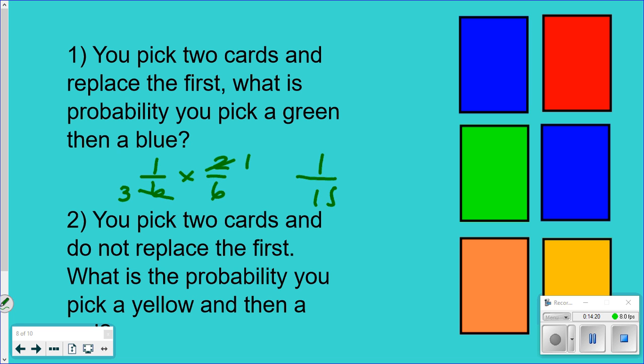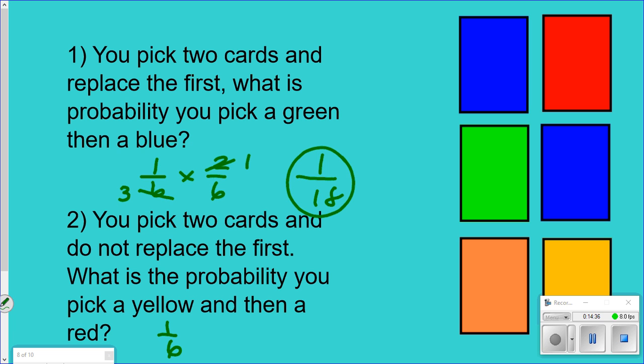1 out of 18. Okay. You pick 2 cards and do not replace the first one. What's the probability of picking yellow and then a red? So yellow would be 1 of 6. I'm not putting it back. And then it would be a what? 2 out of 5. Multiply across, I can reduce. 1 out of 15. Okay. Any questions so far?